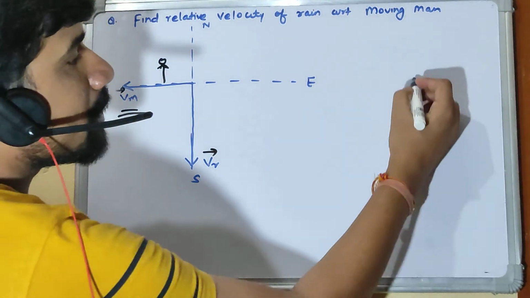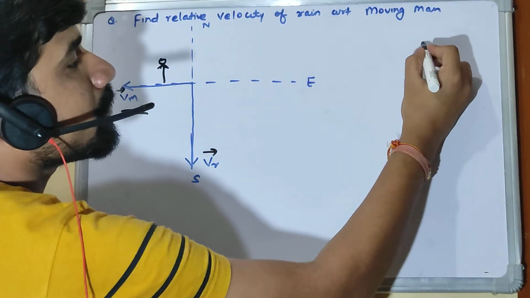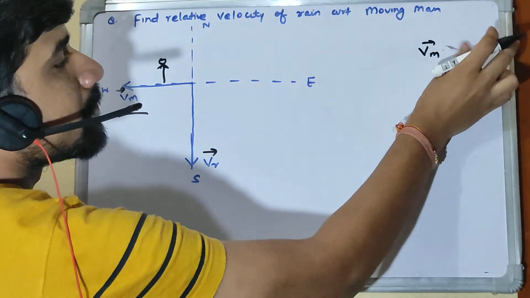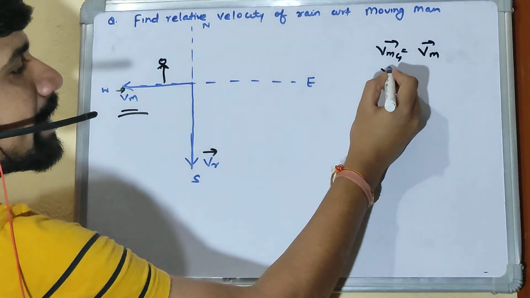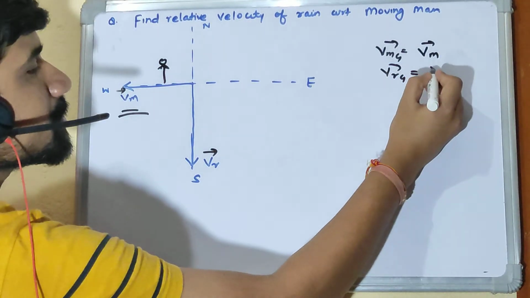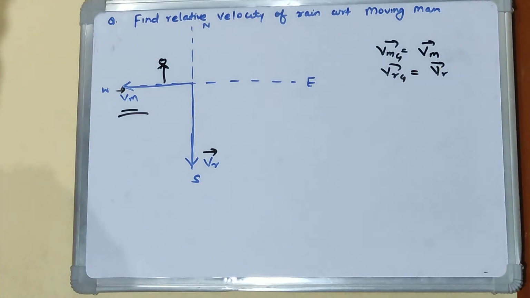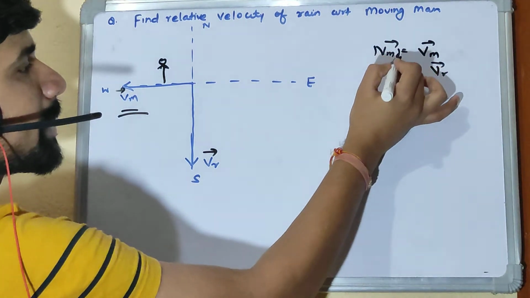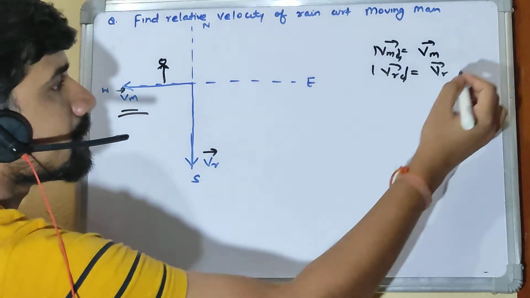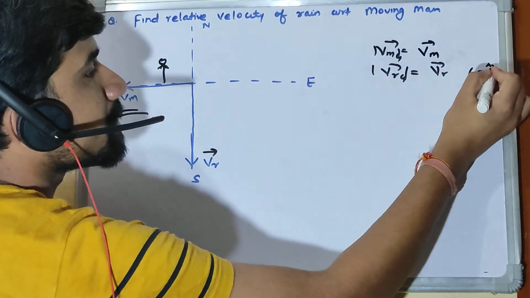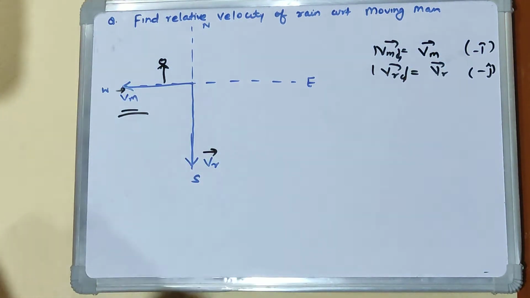I know the velocity of man, which is Vm. Vm is the velocity of man with respect to ground. And I know the velocity of rain with respect to ground, which is Vr. I'm just talking about magnitudes as of now. Directions you can easily say: this is in the minus j cap and this is minus i cap, that is, minus x and minus y.